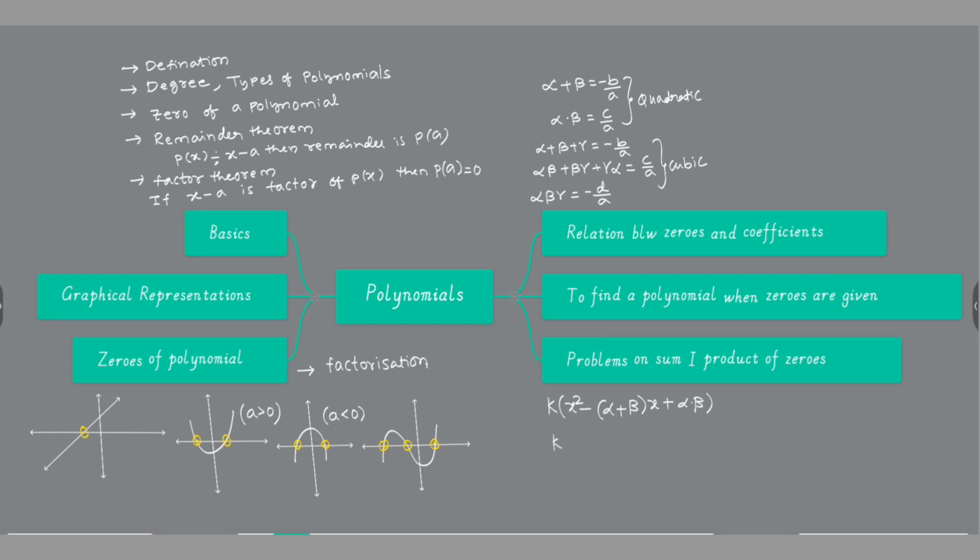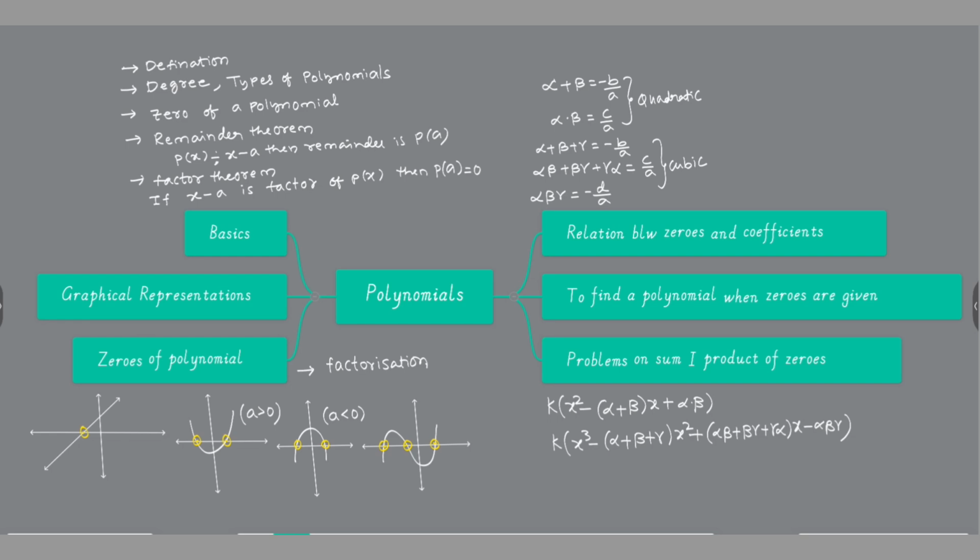This is the formula for a quadratic polynomial. And for a cubic polynomial, k into x cube minus alpha plus beta plus gamma into x square plus alpha beta plus beta gamma plus gamma alpha into x minus alpha beta gamma. This is the formula to find a cubic polynomial. So this is about quadratic polynomial and cubic polynomial.